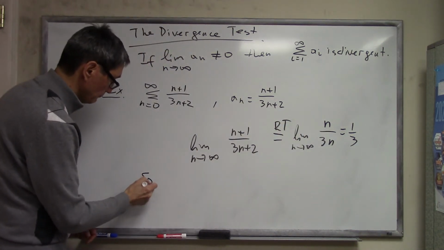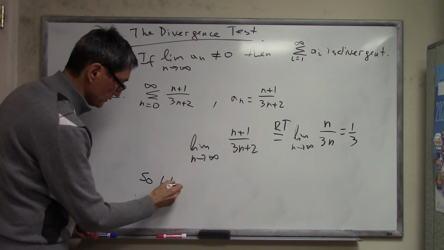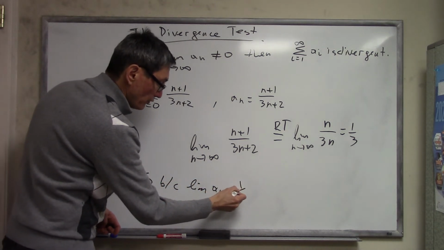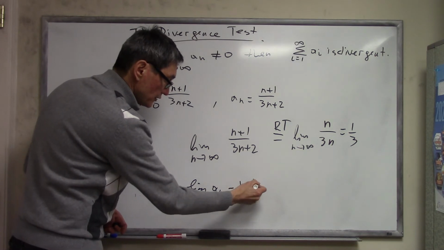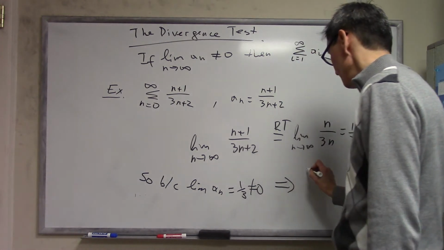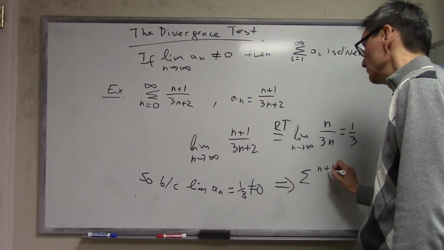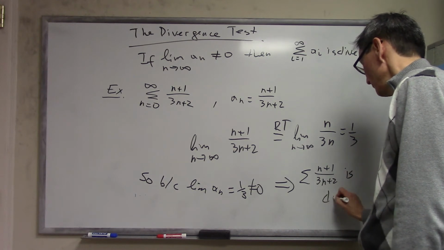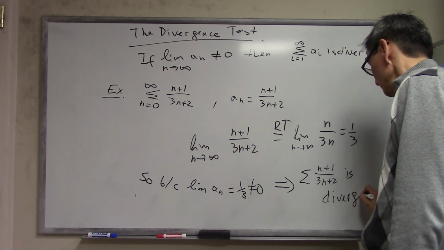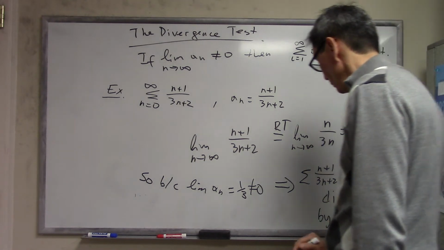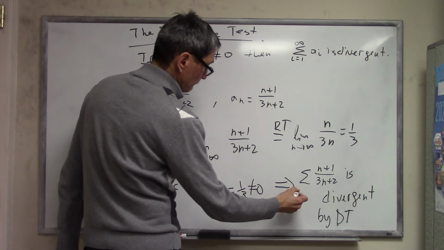So, because limit of an equals 1/3 and is not equal to 0, we can conclude that the corresponding series is divergent by divergence test. I'm going to be calling divergence test DT.